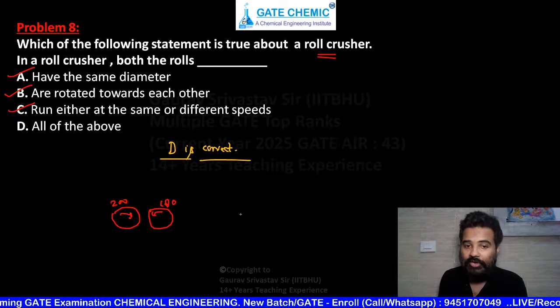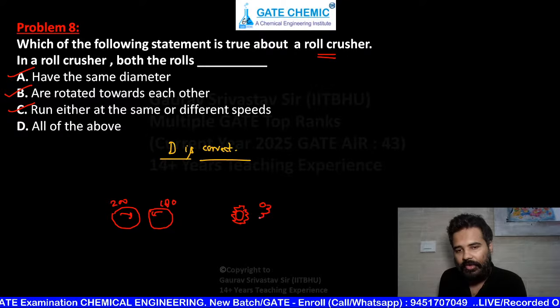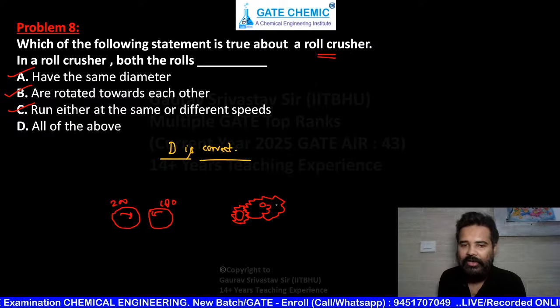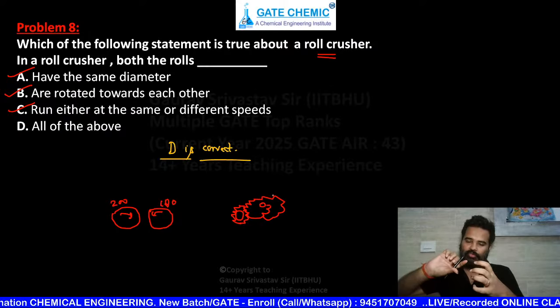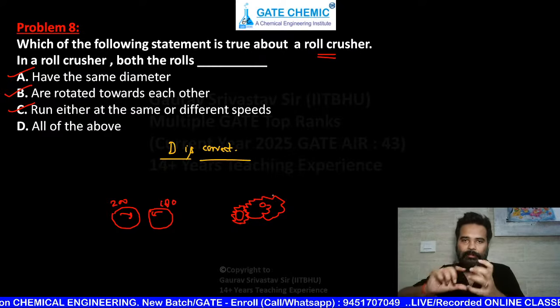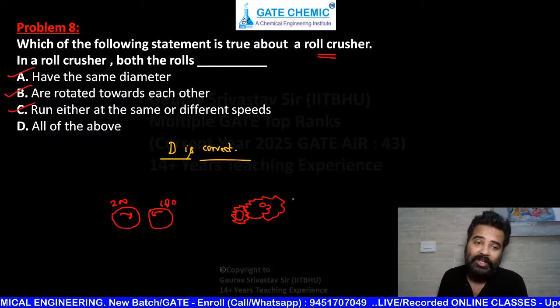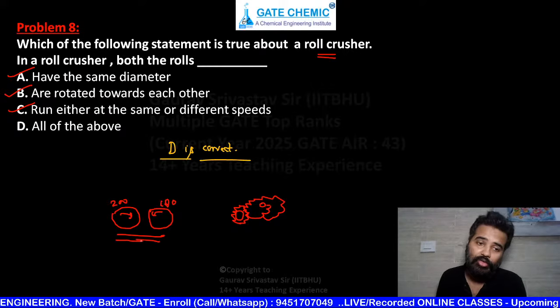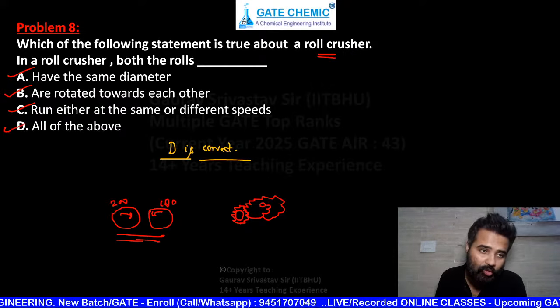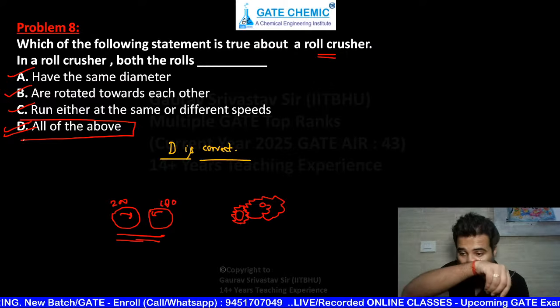There is only one motor, but what do we do? With the help of these joints, like in a watch you can see, one hand moves fast, one moves slow, and one moves very slow. So we are going to use this type of mechanism here in order to differentiate their speeds. So it is also happening. So this is also true. So what is the right answer? It's D, all of the above. Okay.